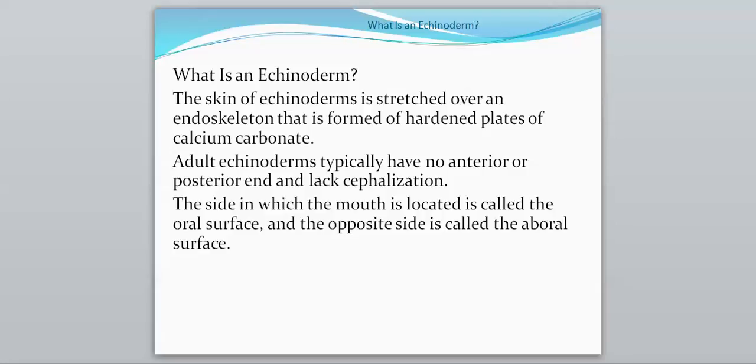Echinoderms are stretched over an endoskeleton, a skeleton on the inside. It's formed by hardened plates of calcium carbonate, and adult echinoderms typically have no anterior or posterior end. Therefore they lack cephalization, so they're really not going to have a brain, they have really no front, and no back. The side on which the mouth is located is called the oral surface, and the opposite side is called the aboral surface. So basically there's no anterior, no posterior, no dorsal, and no ventral within this group. There's just the oral surface and the aboral surface.